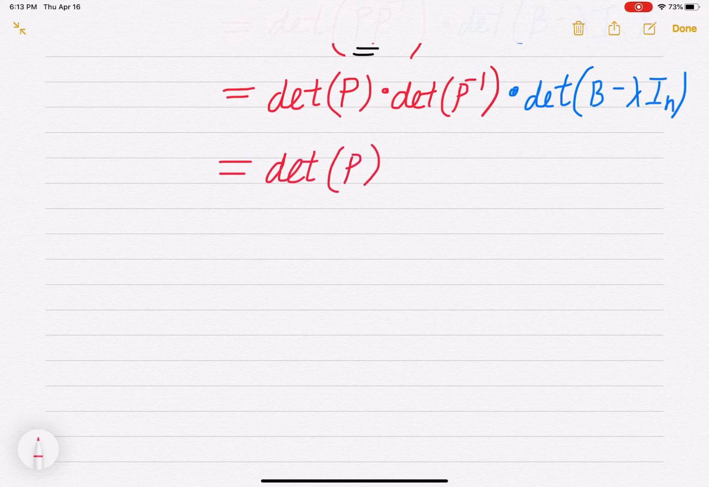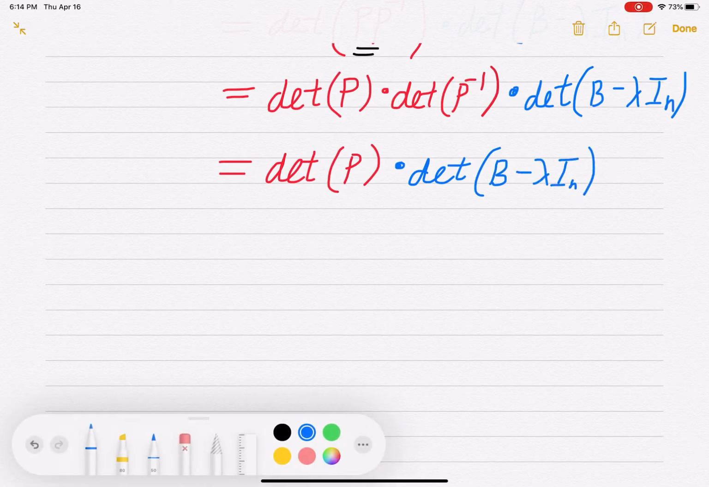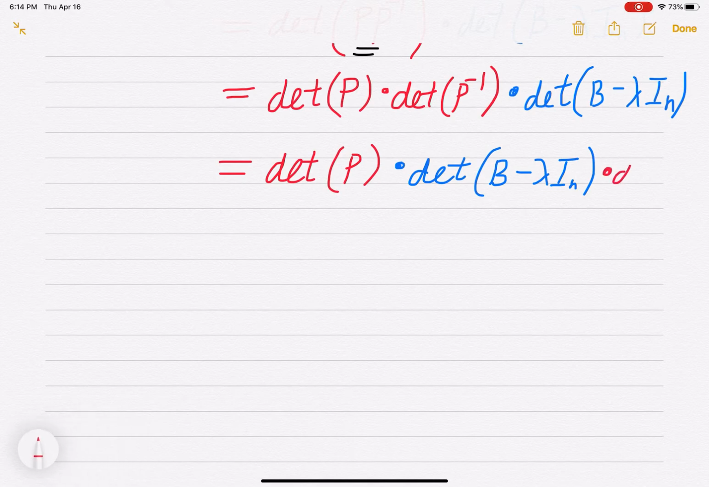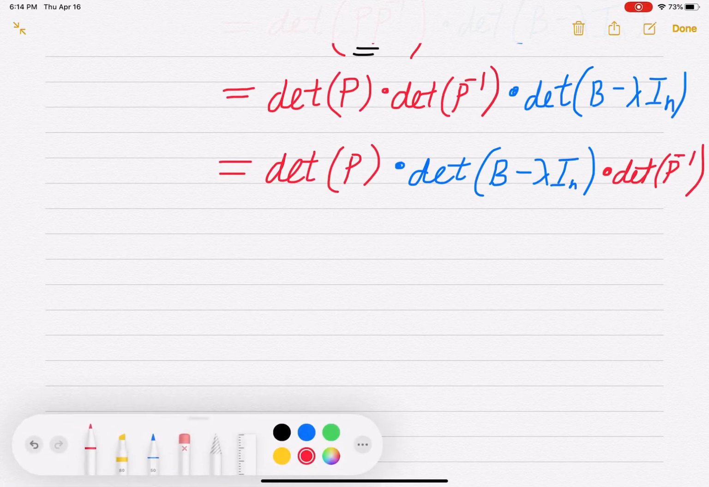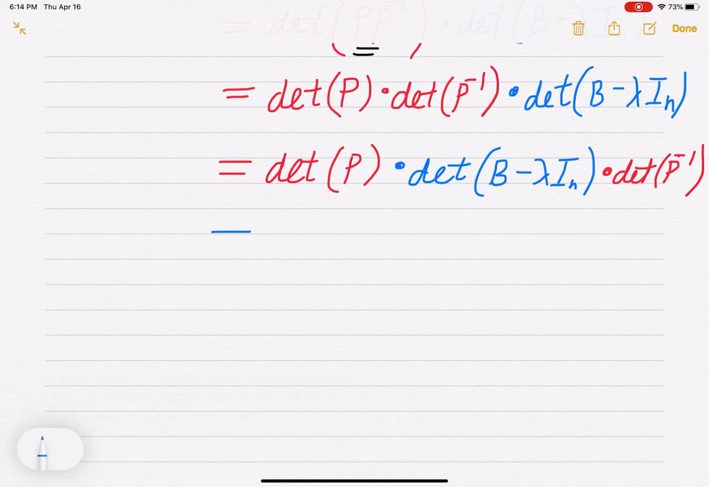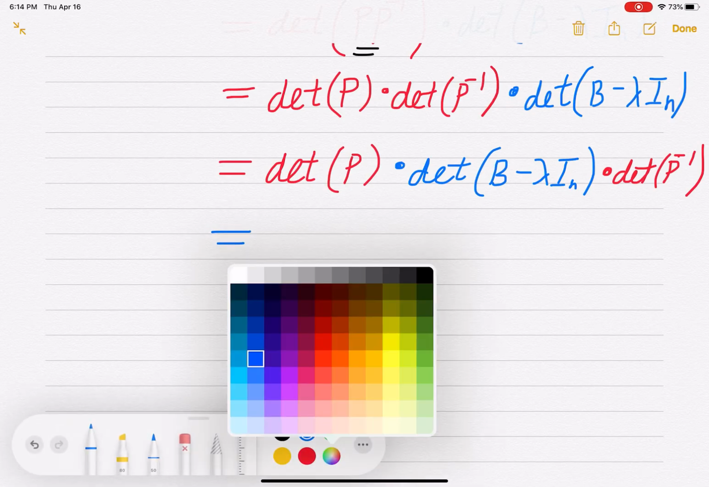I'm going to do determinant of P first. Then I'm going to do the blue determinant second, determinant of B minus lambda I, and then I'm going to put the determinant of P inverse in the end. That goes in the end. And now we're going to reuse the multiplicative property to combine these three determinants into one. So we're going to put these determinants into one big determinant.